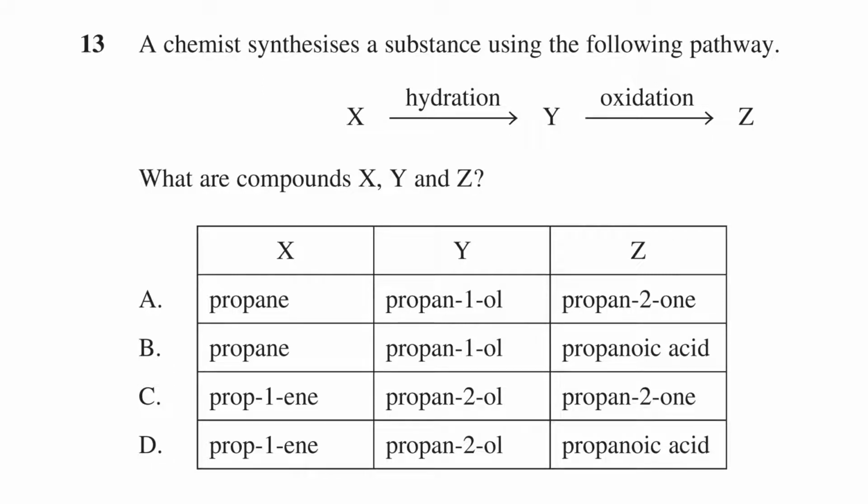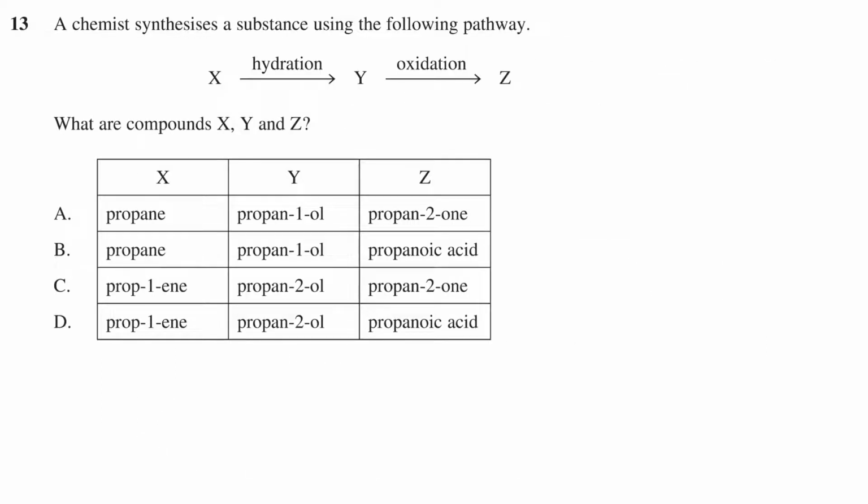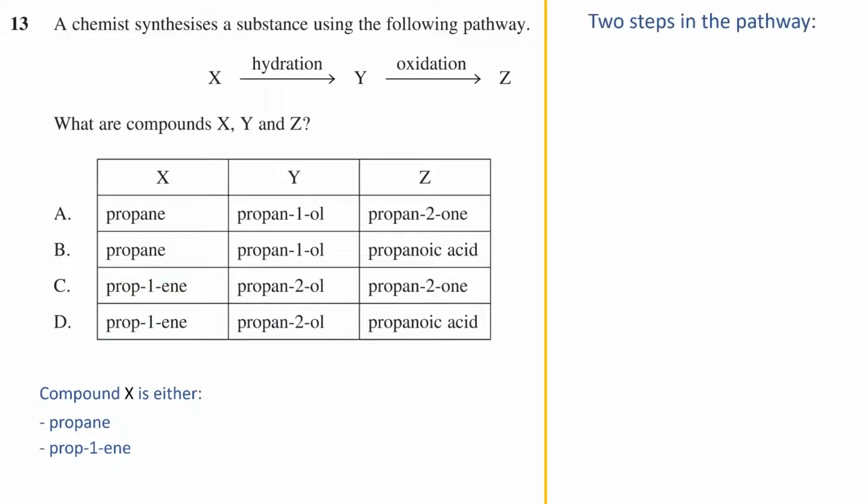Followed by a table of options. To answer this question, we will go through the possible compounds at each step and figure out which option can undergo such a process. Firstly, looking at the options, we can see that compound X is either propane or propene, or prop-1-ene. We also know there are two steps in the pathway.